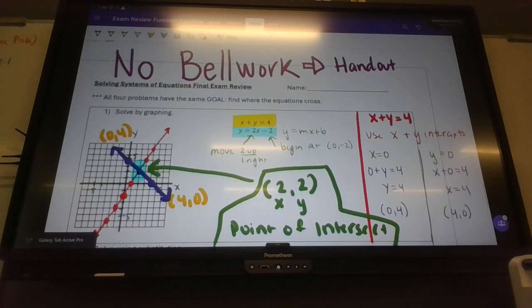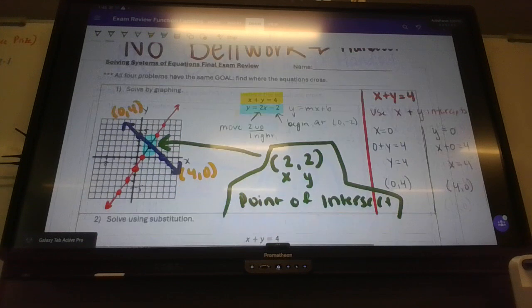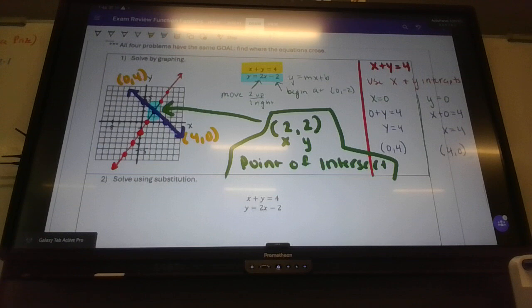So if two lines never cross, there's no solution. So if you end up with a system of parallel lines, there's no solution, they don't cross. Sometimes you'll have it where they end up being both the same line. And that would be infinite solutions if it was completely the same line. Questions on graphing and finding the point of intersection?